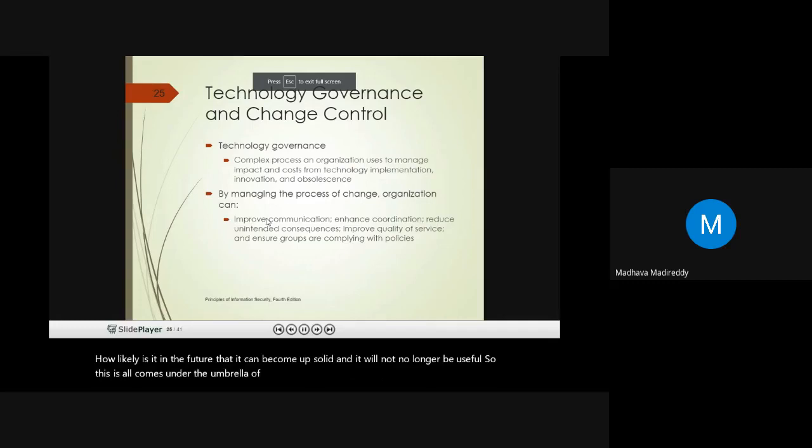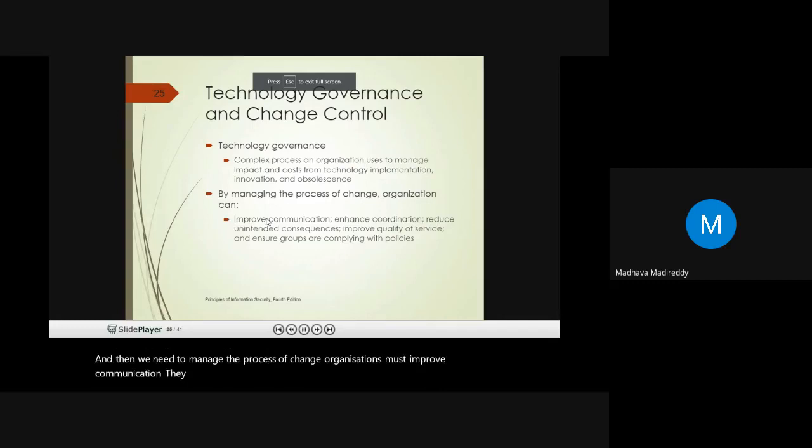So you need to make decisions on how to manage the impact and costs of such an implementation. If you want to invest in innovation, if you want to invest in technology, obviously you need to make sure that it is properly governed. And then we need to manage the process of change. Organizations must improve communication.